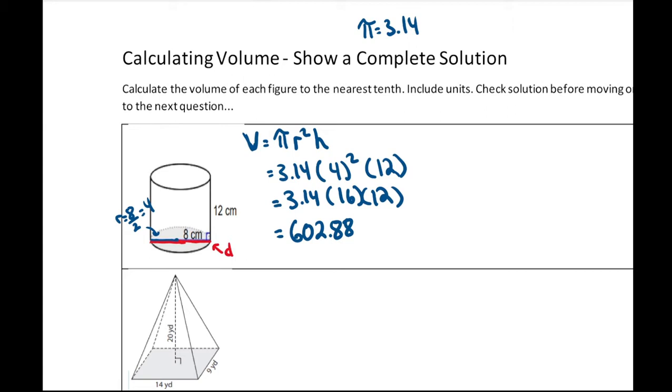Now in terms of units, it's going to be centimeters cubed. So the thing with units and volume, units are cubed. So you're going to see that exponent 3 above the units. That is the difference when dealing with volume. Our units are cubed.